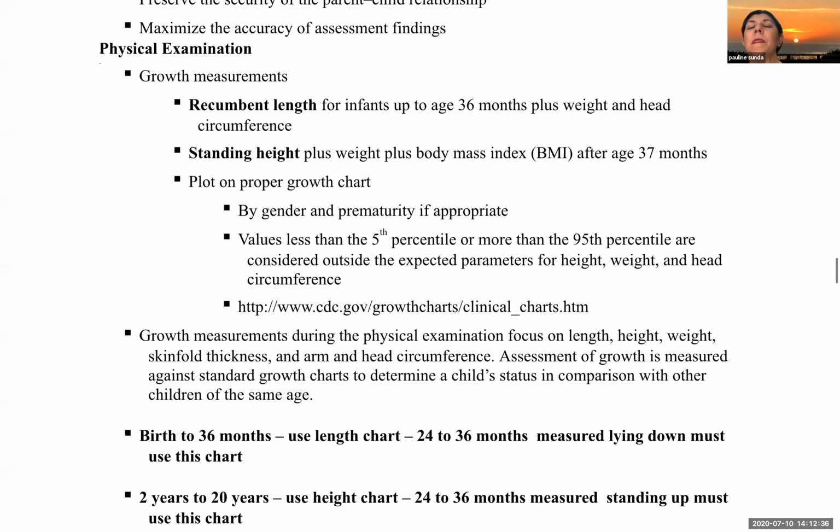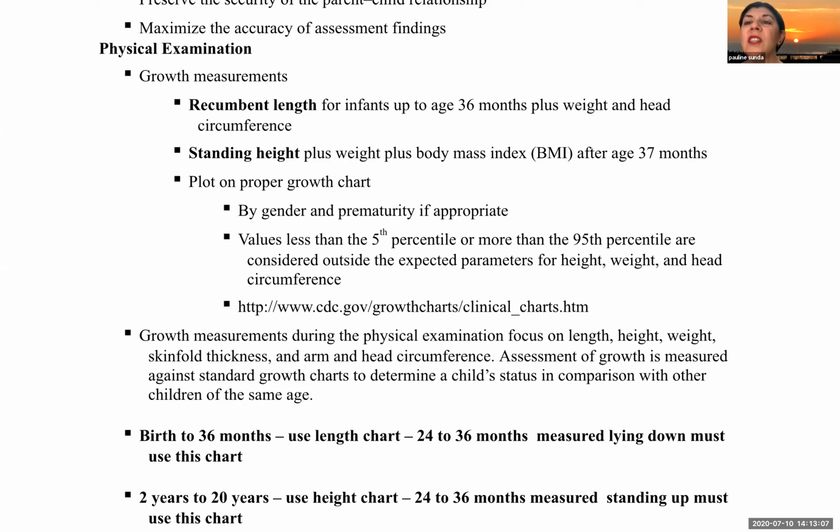Physical exam. So first we're going to talk about the growth measurements. Recumbent length. Typically we do this for infants up to 36 months of age, plus the weight and a head circumference. So recumbent length is they are laying down. A standing height plus weight and a body mass index is typically 37 months. You want to properly put it on the correct growth chart.